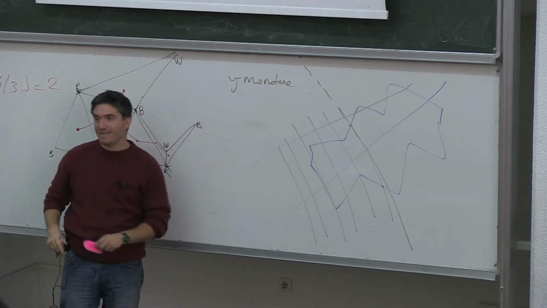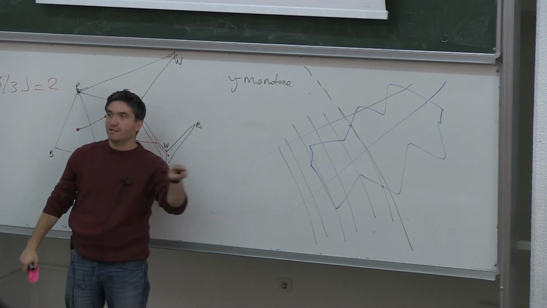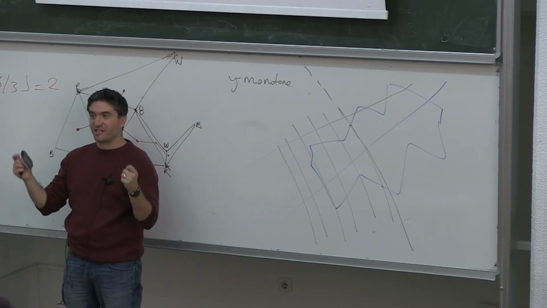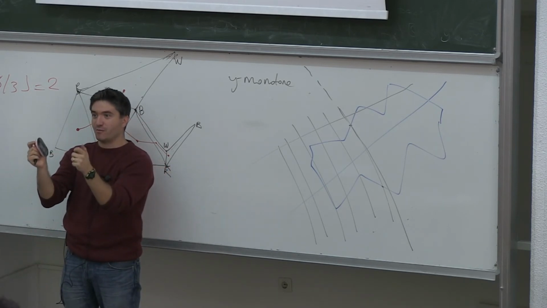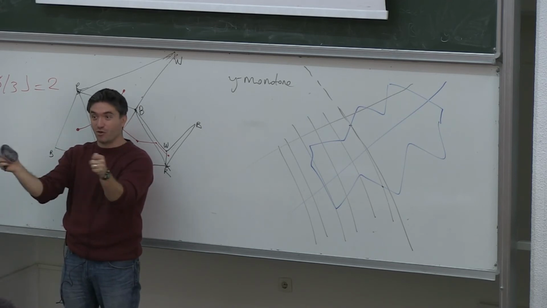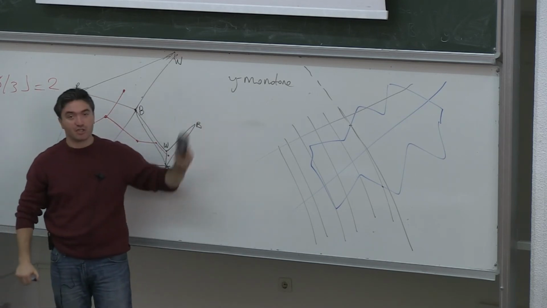Y-monotone pieces means that with respect to the vertical line, any horizontal line that intersects your polygon is going to intersect your polygon with one connected component. The intersection is going to be completely inside the polygon. Okay, so this is the definition of Y-monotone.